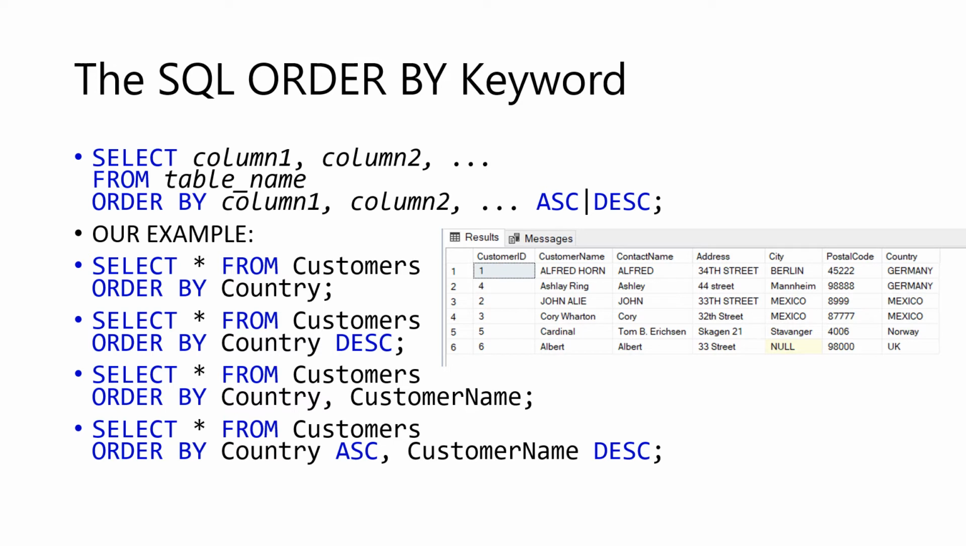Here comes the SQL ORDER BY clause. It is used to set the order of records. It may be either ascending or descending. ASC keyword is used for ascending order, and DESC keyword is used for descending order. In the result window, it is showing records in ascending order of country name. You can see ascending order of the country column.